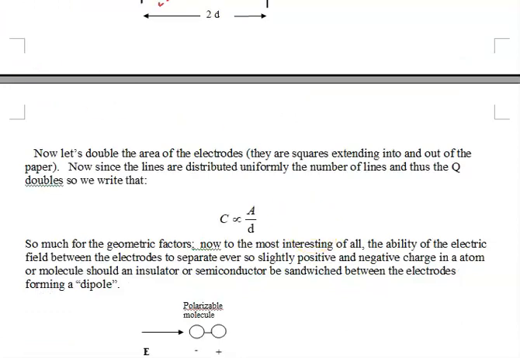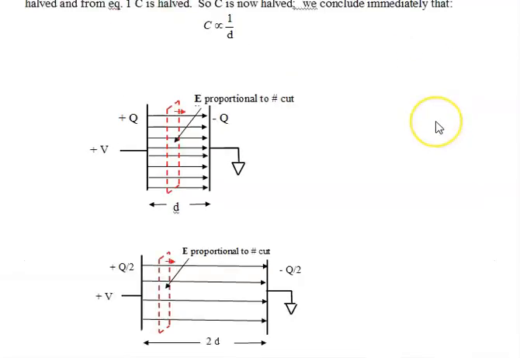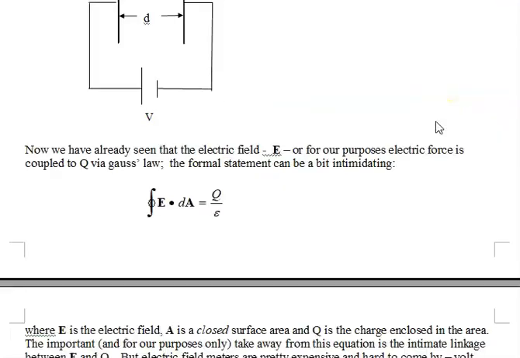Okay, so now let's double the area of the electrode and see what happens here. One way we can do that is just to go back to Gauss's law. E is constant. There's no reason we changed E. The voltage, of course, is constant. The area is now doubled, let's say. What happens to Q? It doubles.